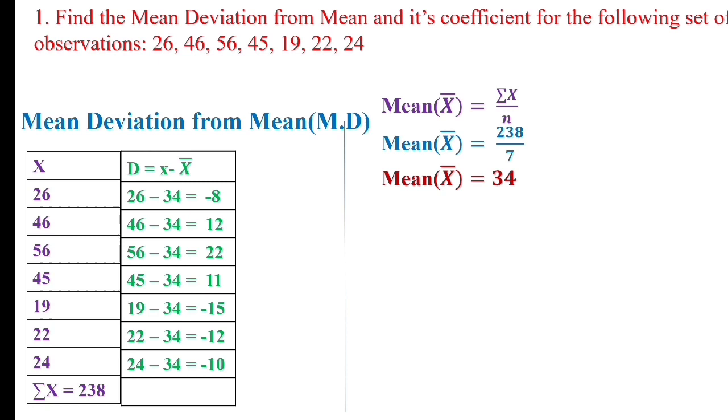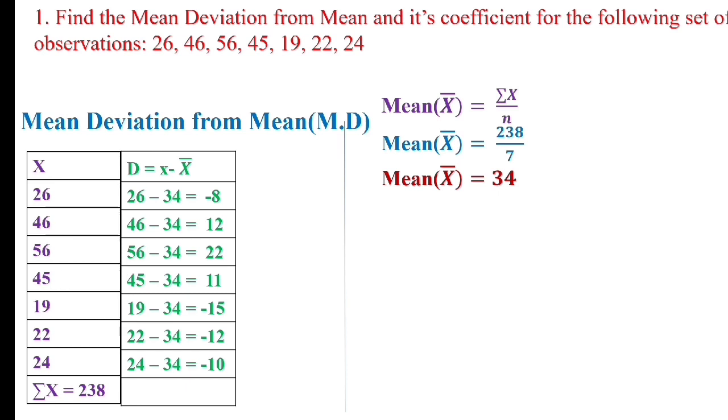We know already your sign will not be considered. If we get a negative sign, we will make it a positive sign. That is the important one. Whether your D values are positive or negative, all the values will be considered as positive only. That is the speciality of the mean deviation, capital D.